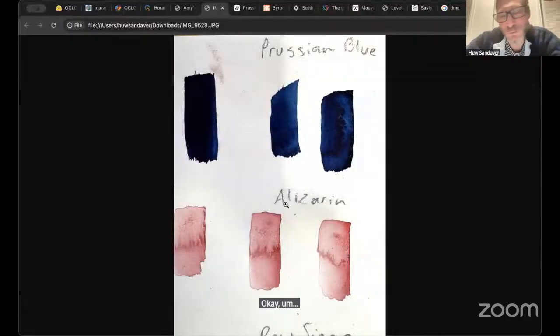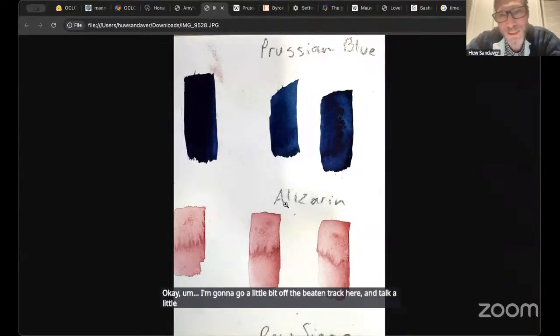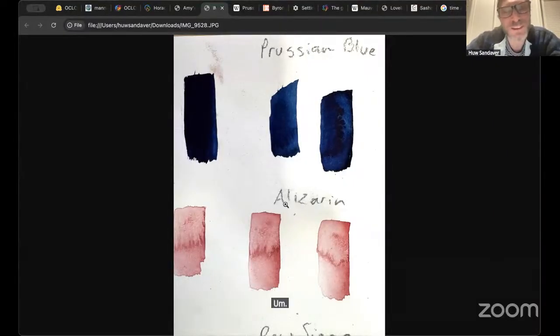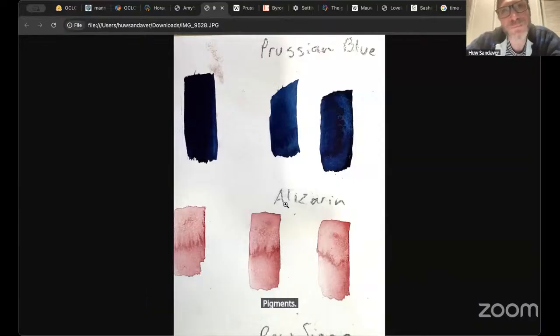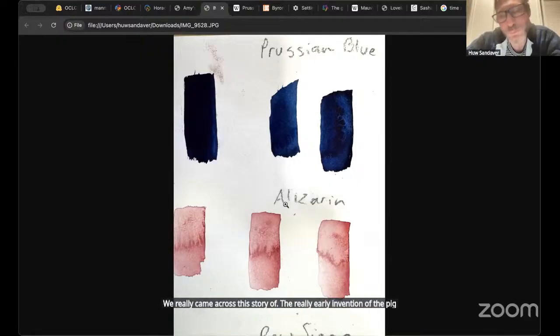I'm going to go a little bit off the beaten track here and talk a little bit about paint, because in my other career, I'm a conservator, and I've been doing a project that identifies pigments. And along this journey where I was learning how to do this, we really came across this story of the really early invention of the pigment Prussian blue.